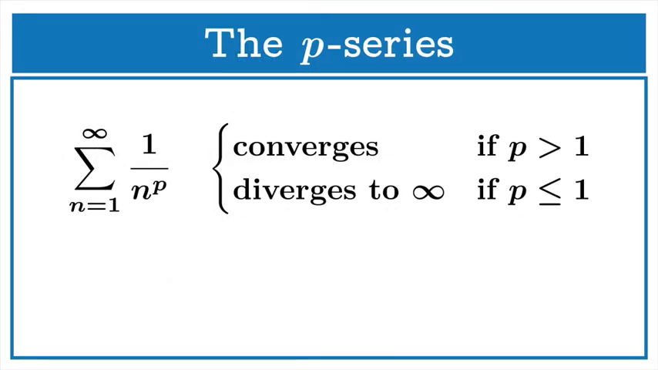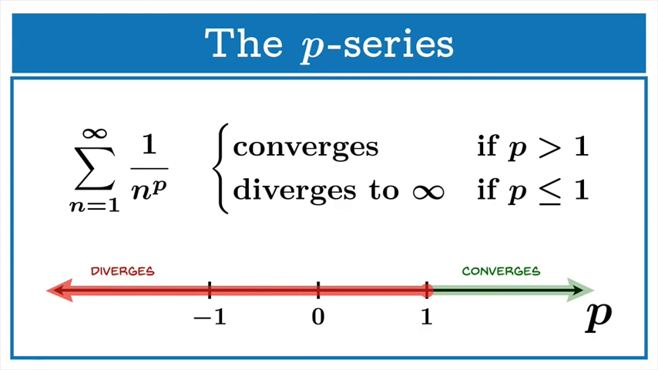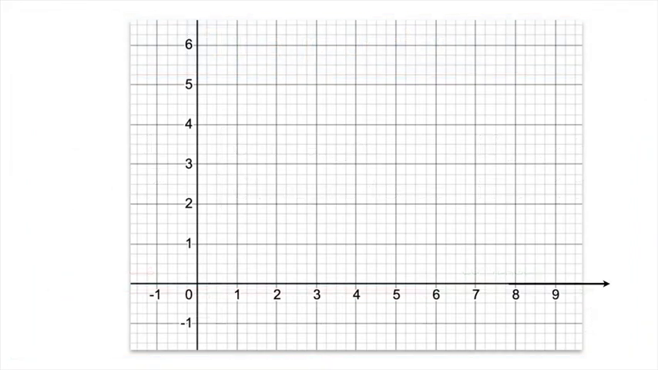We understand the fate of the p-series in all cases. The series converges if p is greater than 1, and the series diverges to infinity if p is less than or equal to 1. Graphically, if you looked at all your choices of p, anywhere to the right of 1, you get a convergent series, and anywhere from 1 to the left of 1, you get a divergent series. Now, let's just end by examining the values of the p-series.